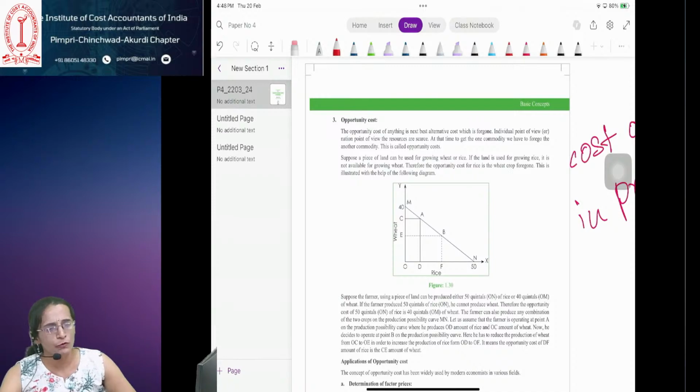So what did you forego? What did you leave? CS course you left. Now you pursued CMA. So you forwent CS, the company secretary course, right? So what is the opportunity cost for CMA course? The cost of CS course, right? What you left, what you forwent to get the next best alternative, that is opportunity cost.